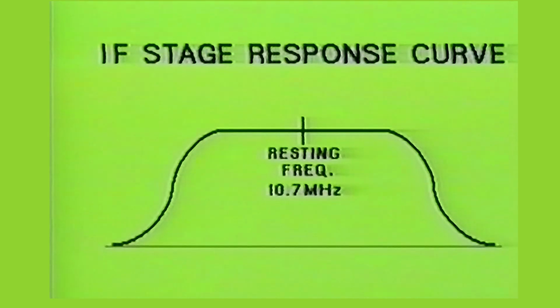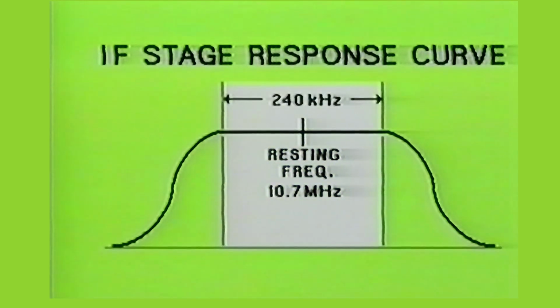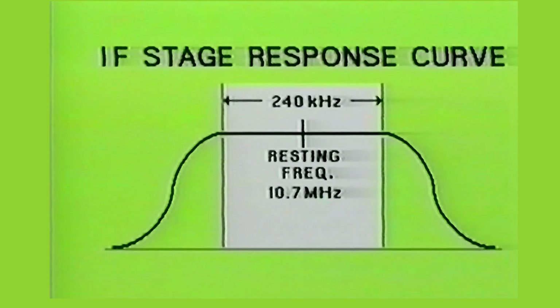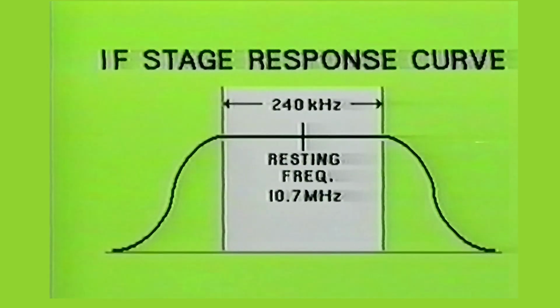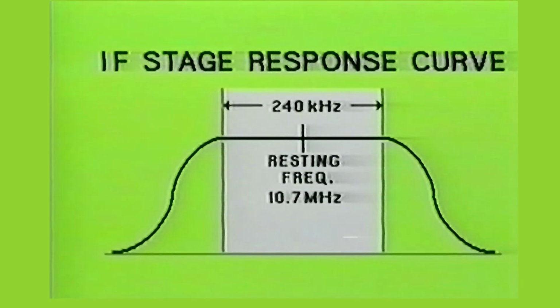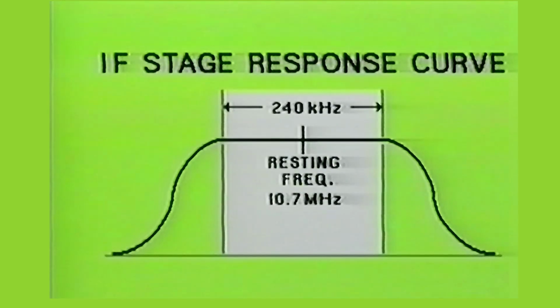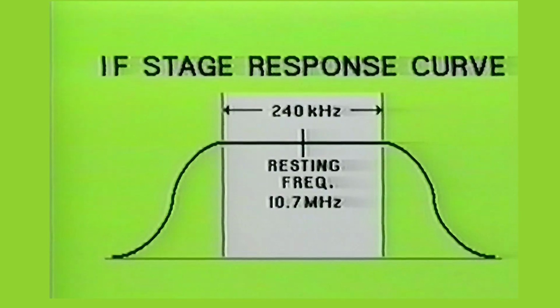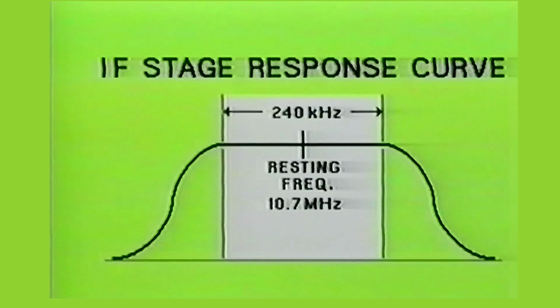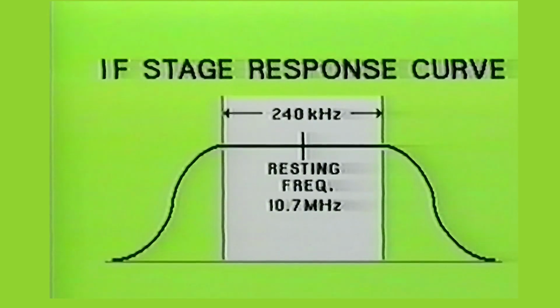Here you see a typical response curve for a frequency modulated IF amplifier stage. Notice that the 10.7 MHz resting frequency is located in the middle of the response curve. Since the linear portion of this curve has a typical bandwidth of 240 kHz, the intermediate frequency carrier will be able to deviate 120 kHz above or below the resting frequency point.